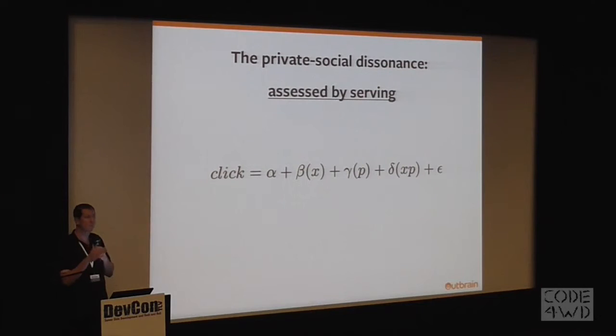So we've defined the dissonance, I've shown you to the human eye that it makes sense, and now I'm going to assess it by serving. I'm going to see which one of these signals that I showed you earlier has the best capability to predict user engagement externally to the host publisher site. So we trained a model that tries to predict whether a user would click, as a function of X, a vector of engagement metrics: CTR, share rate, and page views. You also have the personalization score, which is the affinity of the user to that given category, and the interaction between them.